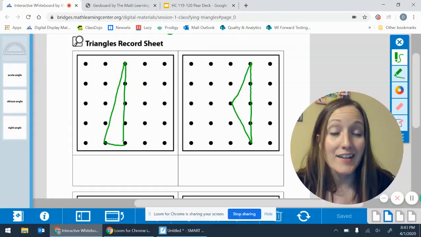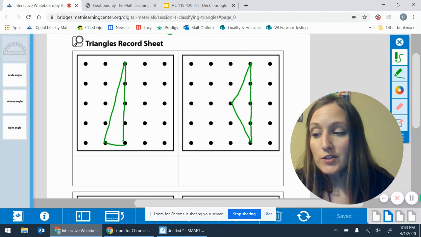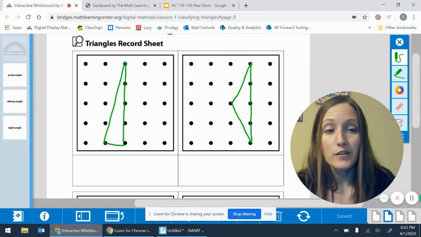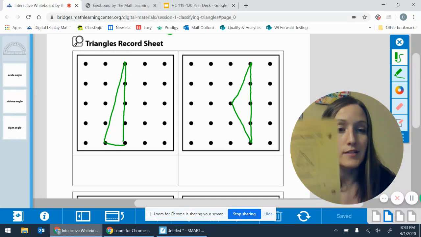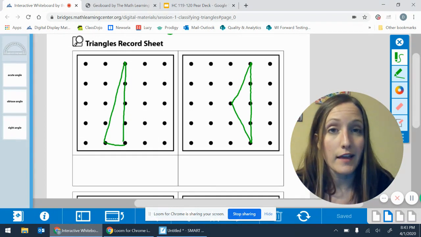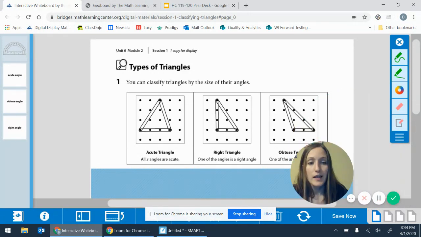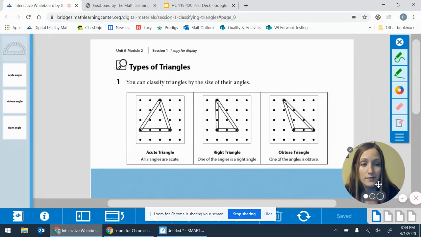Great job. As you can see, as you were paused, I also paused and made my triangles on my geoboard. Now that we have our triangles drawn, we're going to take a look at what we have. We're going to look at this golden piece of paper. You should have brought it home with you on the last Friday of school. It also looks like this, and we are going to think about different types of triangles and how we classify them. So the first way we can classify triangles is by the size of their angles.